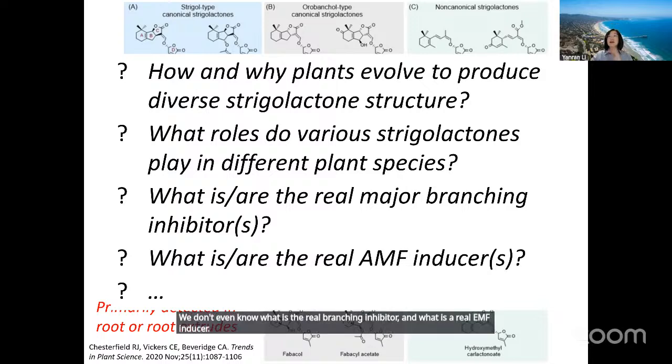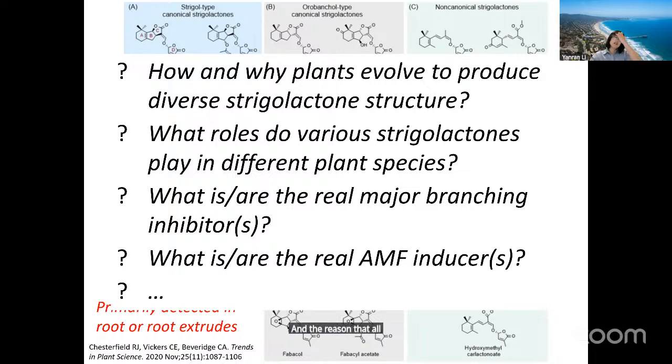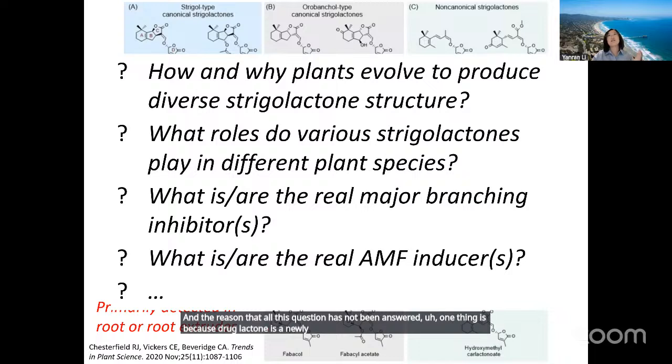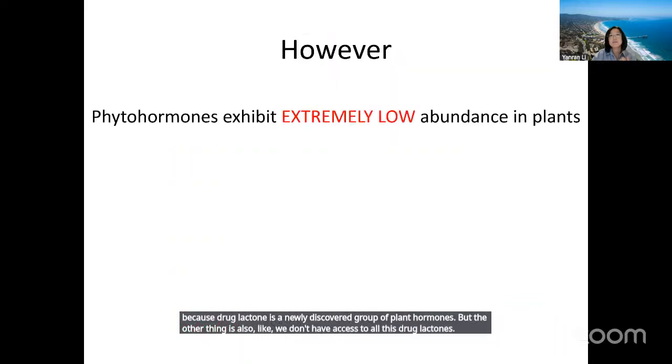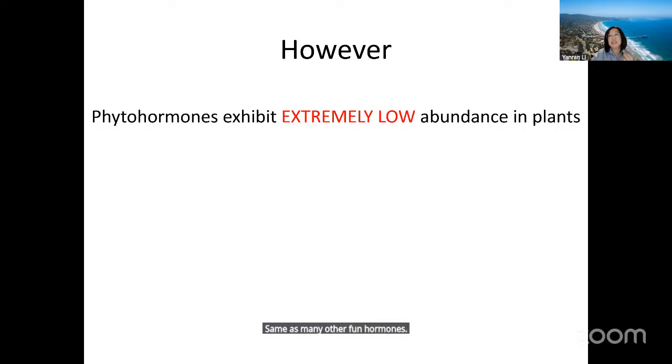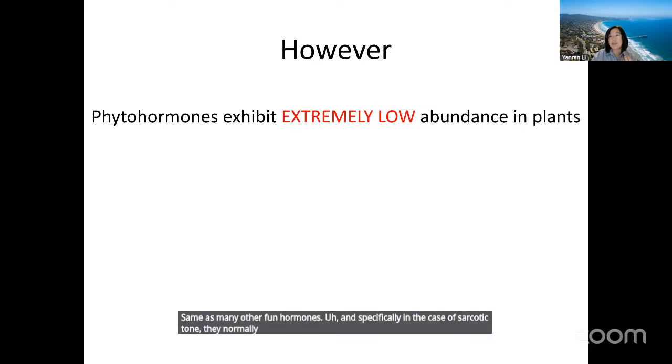The reason all these questions have not been answered is, for one thing, because strigolactone is a newly discovered group of plant hormones, but the other thing is that we don't have access to all these strigolactones. Same as many other phytohormones, and specifically in the case of strigolactone, they normally exist at extremely low abundance in plants, normally in the nano to picomolar range.